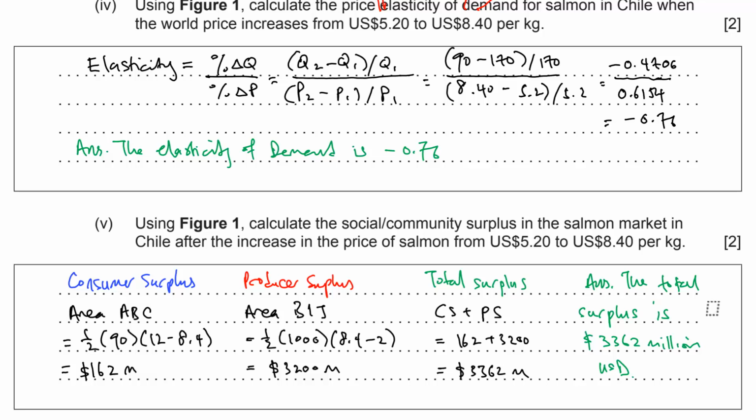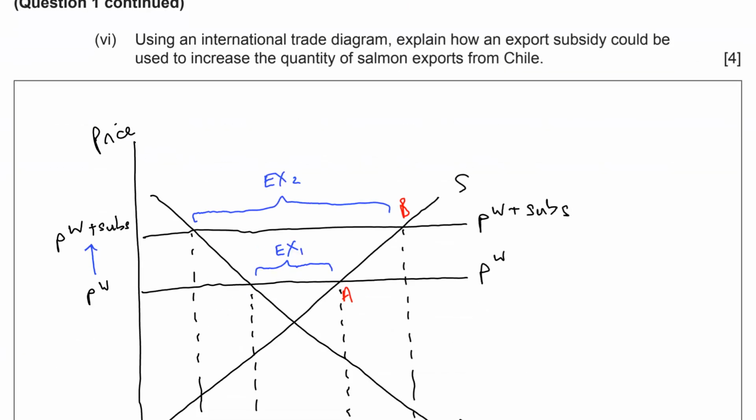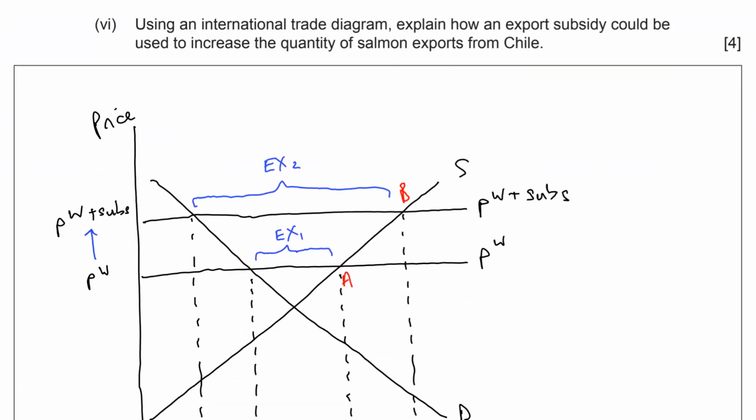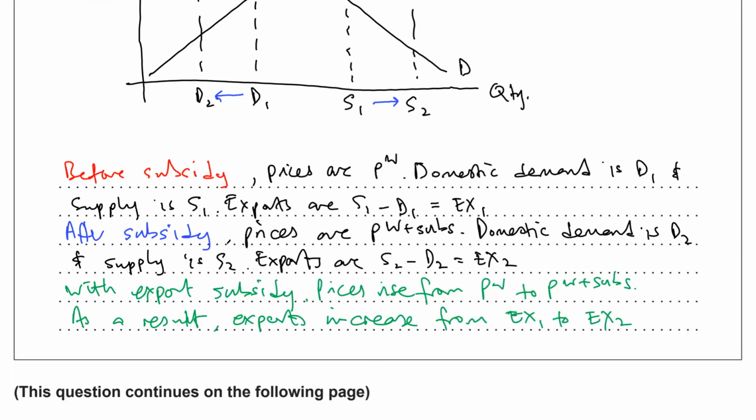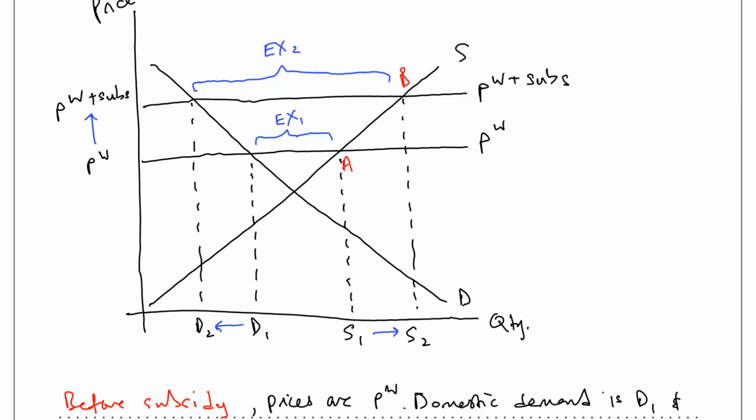Cool. Let's move on. Okay, so part 6 of question 1. Using an international trade diagram, explain how an export subsidy could be used to increase the quantity of salmon exports from Chile. Okay, so it's a 4-marker. Looking at this, you probably get a couple of marks for the diagram and another couple of marks for the explanation. So let me try to explain what I have done.